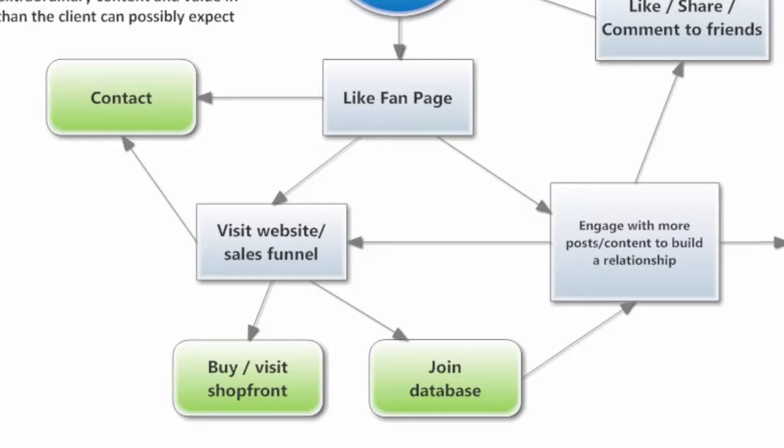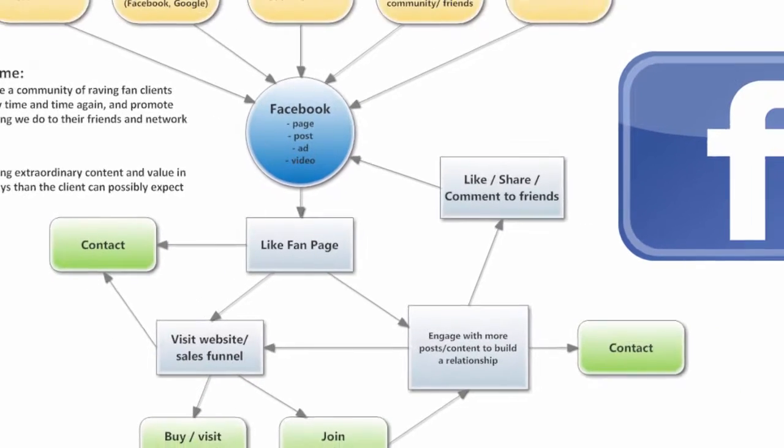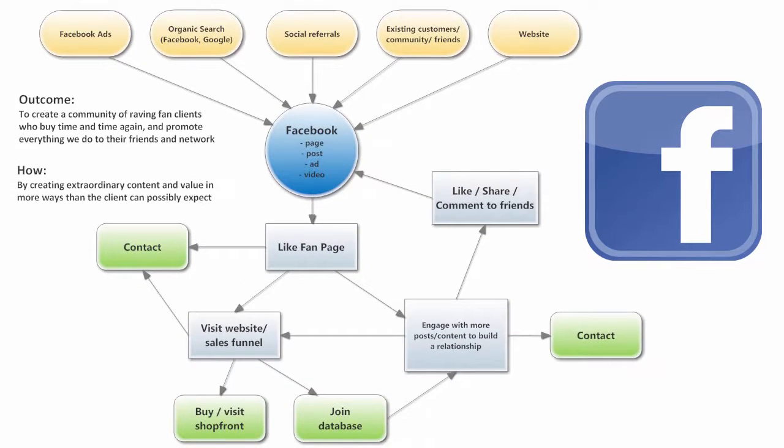Now, once they've gone to the website, you can use that either to contact you again, to buy or visit your shop front, to join your database, which then leads into more content, more relationship, and through that you get them liking, sharing, and commenting with their friends, which tips more people back into your Facebook community. And that's really the ultimate aim here, to create this cycle of massive value information that you can provide.